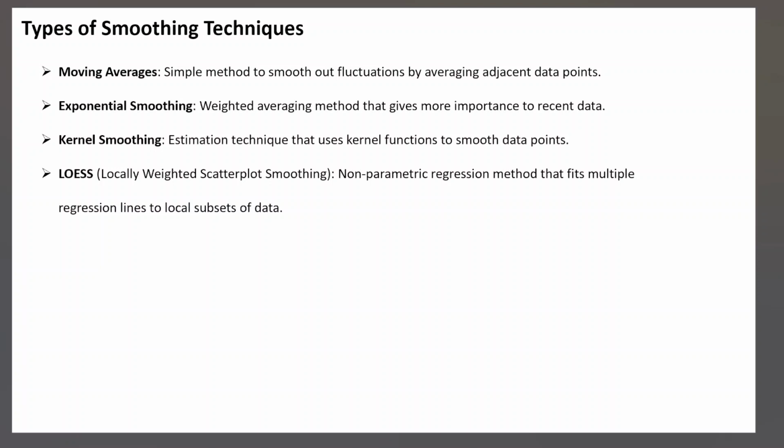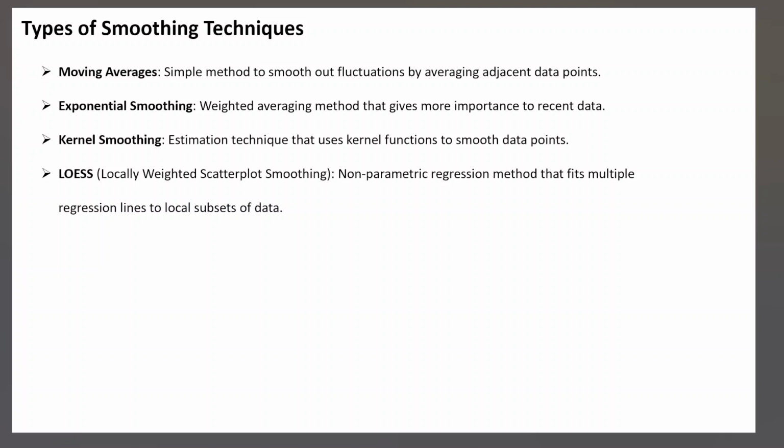Then kernel smoothing estimates the function by analyzing the nearby data. It gives more weight to the points which are in high density regions, and it gives the least weight to the points which are away from the dense regions. So this is also a weighted technique, based on the density. So next is LOESS. LOESS is locally weighted scatterplot smoothing. This is also a non-parametric regression method that fits multiple regression models to local subsets of data.